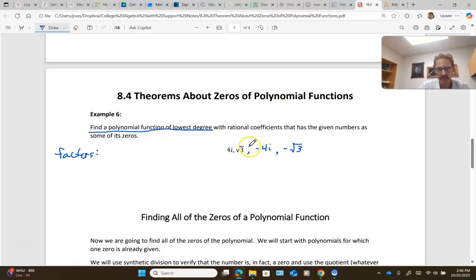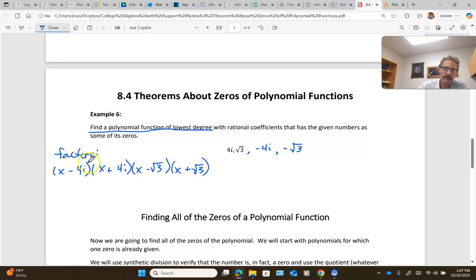Now this evidently is going to be a 4th degree polynomial because we have 4 zeros here. Alright, well let me list these factors. So x minus 4i will be 1. x plus 4i. And then x minus square root of 3 and x plus the square root of 3. Okay, so these are my 4 factors. And now I need to multiply all these together.